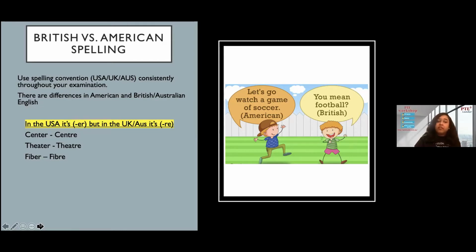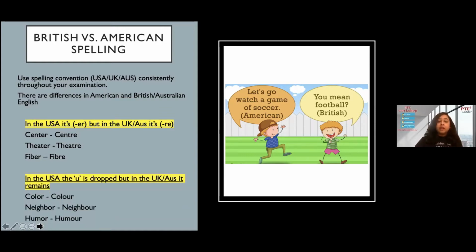In the same way, theater, and fiber: F-I-B-E-R is American, F-I-B-R-E is Australian or British. When you write these kinds of words, just look at your words and see which one you usually write. If it's American, make sure you always follow American spellings for all different kinds of writing activities, in the essay, write from dictation, summarize spoken text, and summarize written text. Just keep following American. So this is one difference in spelling.